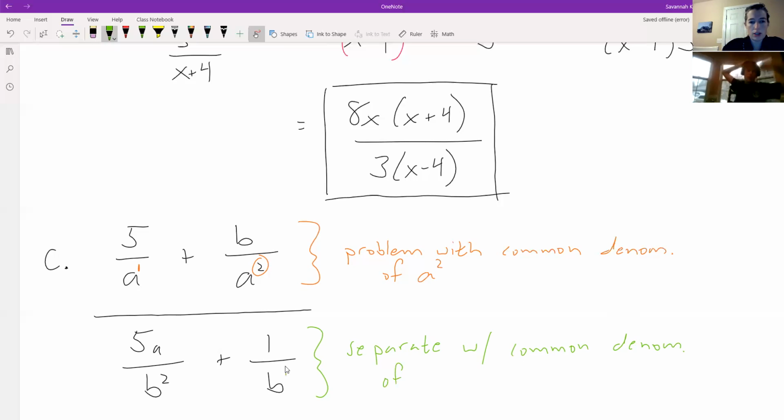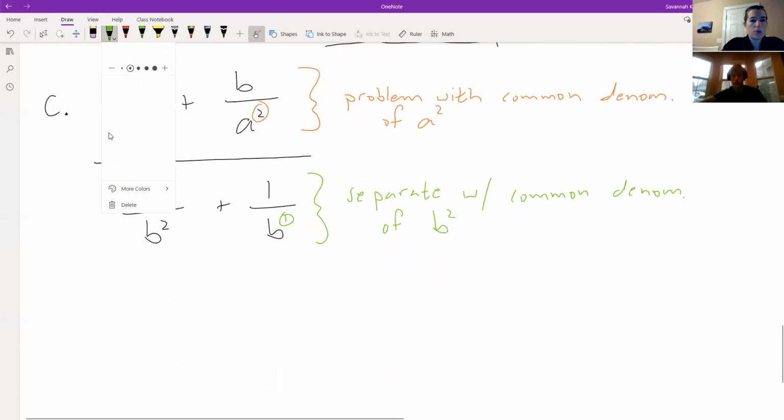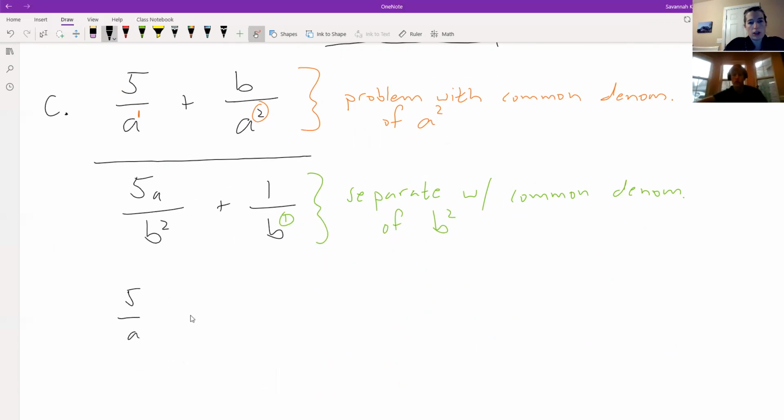Okay, and then this is the same thing with the B's. You have a B to the first and a B to the second. B to the second is big enough to cover both of those. They could both divide into B to the second. So that's going to be our common denominator down here. So what you can do, and I'll just rewrite the problem, it looks like we get sort of lucky here.